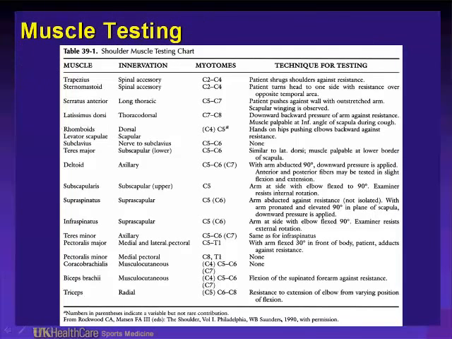We think about muscle testing. This is a very detailed chart, but I think it's a good one to understand and know that you can refer to this. This is from Rockwood and Matsen's The Shoulder. Think about the muscle, the innervation, the myotomes, and the technique for testing. We can't test a muscle in isolation.